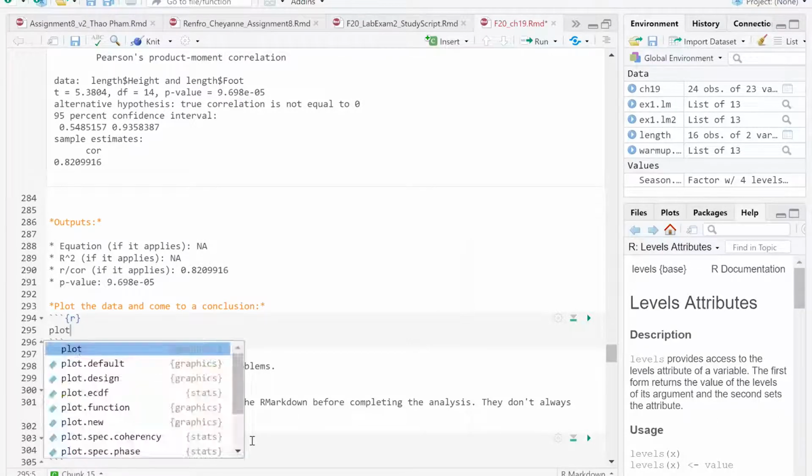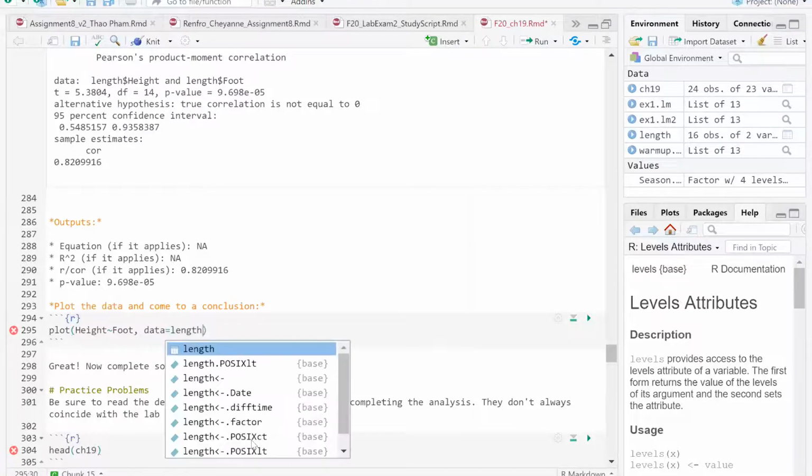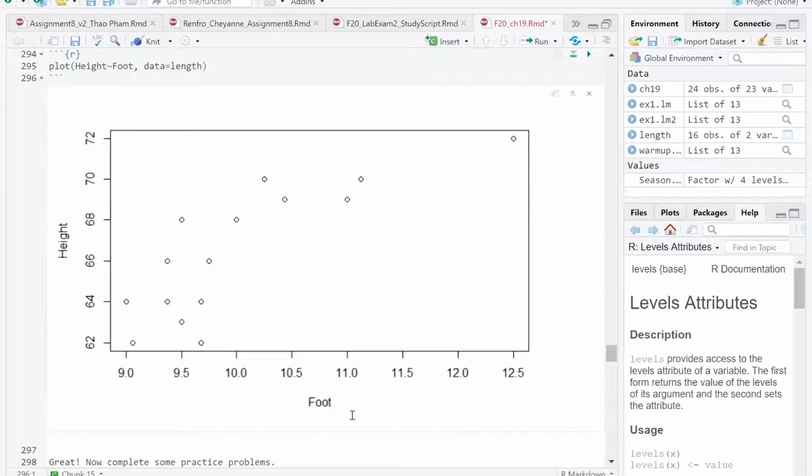Let's actually look at our data and see what we have. So we're plotting again, and because height doesn't cause foot and foot doesn't cause height, it doesn't matter which way we do it. So I'm going to do height on the x-axis and then foot, I guess, on the y-axis. So height and foot, data equals length. And there we go.